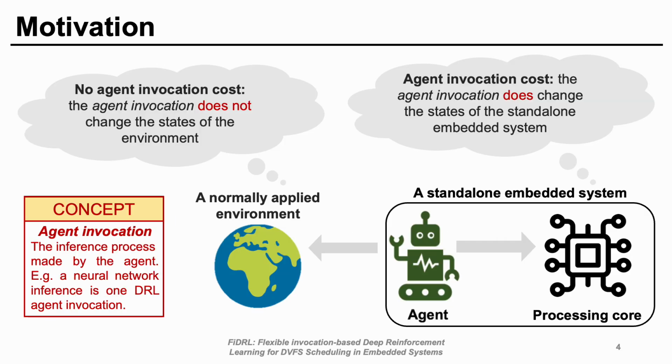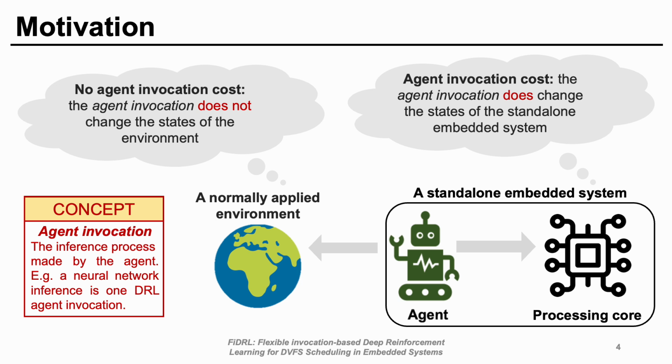As DRL-based DVFS brings a lot of attention in the embedded system community, many works contribute to using DRL in the standalone embedded system. But the whole embedded system, which used to be the applied environment in the DRL process, is different from the normal applied DRL environment. Let me introduce a concept first, called agent invocation. It means the inference process itself when the agent makes the decision. For example, a neural network is used to be the agent in DRL. The network inference is the agent invocation.